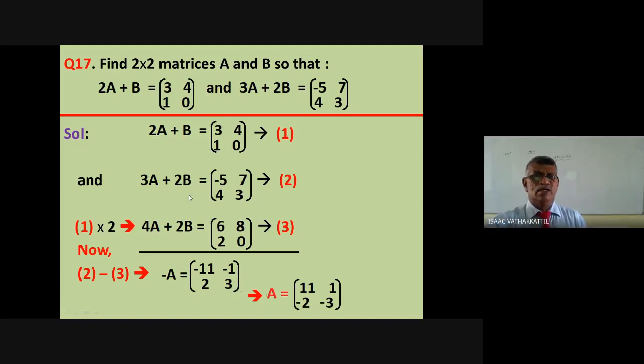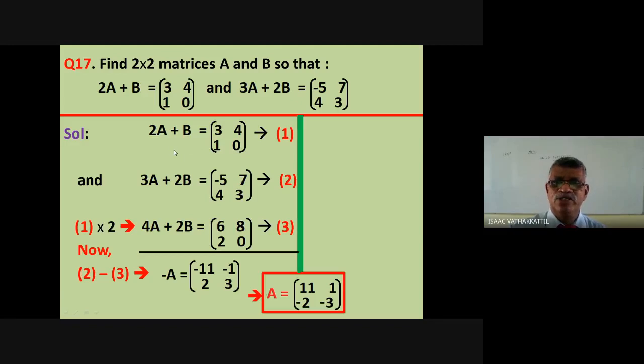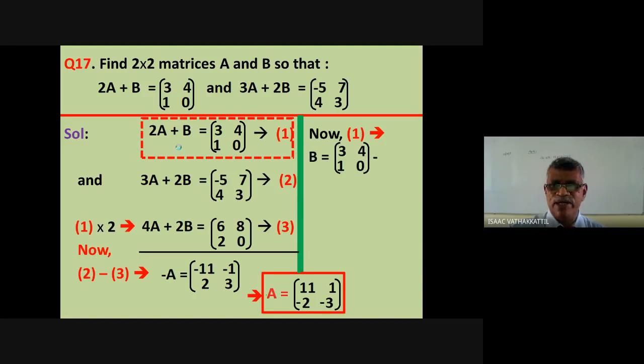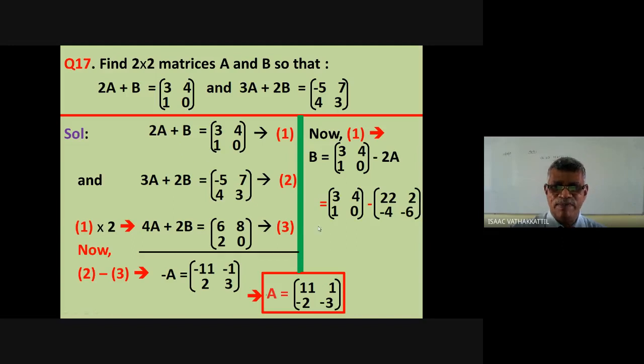Now we need B. We can depend on or look into equation number 1. What is B? B will be [3, 4; 1, 0] minus 2A. That is [3, 4; 1, 0] minus 2A.